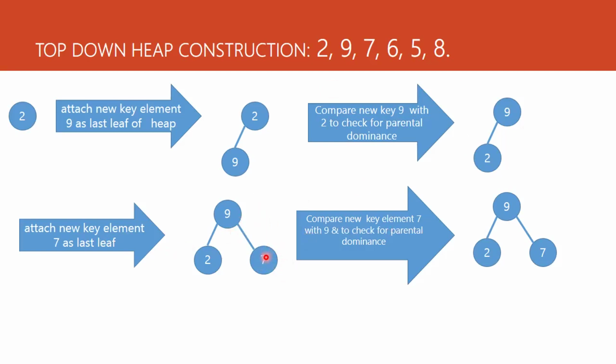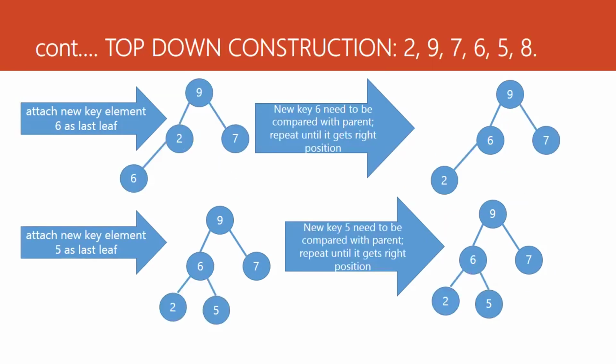So now again you check whether the new key is satisfying the parental dominance property. So after attaching, whether this heap satisfies the parental dominance property. So here this tree is satisfying the parental dominance property as 7 is smaller than 9. So you get the same tree again. Then which is the next element to be attached? 6. Now attach the new key element 6 as the last leaf.